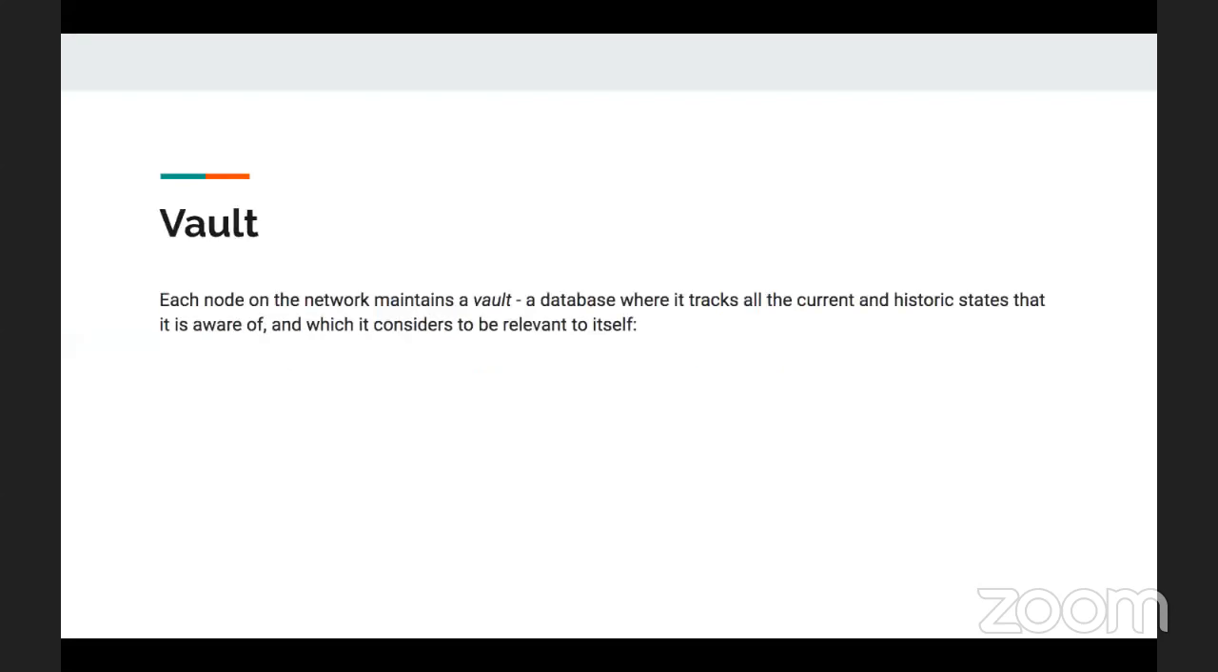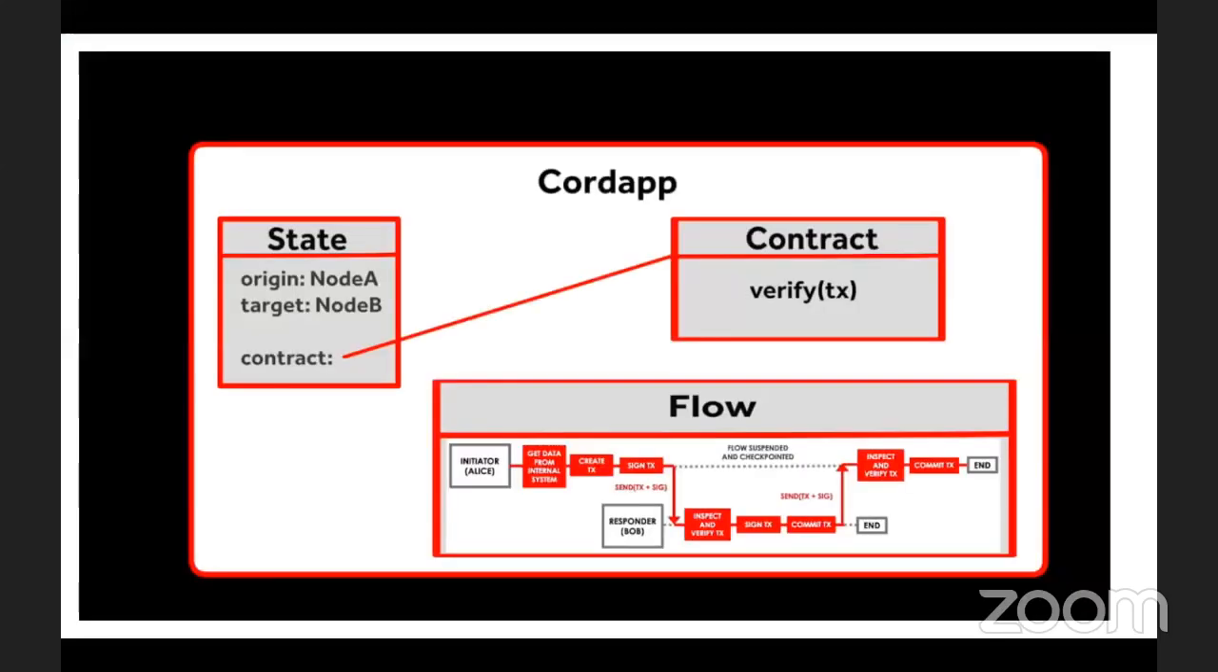Now we come to the other important concept known as vault. Each node on the network maintains a vault, a database where it tracks all the concurrent and historic states that it is aware of, and which is relevant to itself. So this is how we depict how the states and the contracts are working with the flow. State will have the reference of the contract.